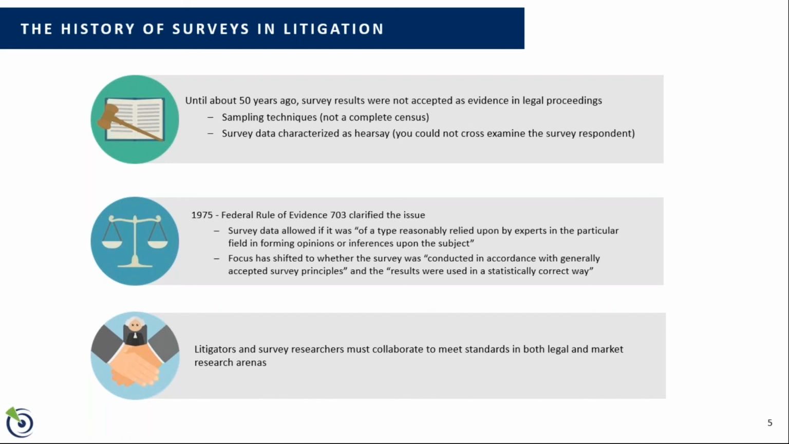But then in 1975, Federal Rule of Evidence 703 clarified the issue by redirecting the attention of admissibility to the validity of the techniques employed. Under Rule 703, the inquiry focuses on whether survey data are of a type reasonably relied upon by experts in the particular field in forming opinions or inferences upon the subject. What that means is that the key criteria in assessing admissibility of a survey is whether it was conducted in accordance with generally accepted survey principles and whether the results were used in a statistically correct way.